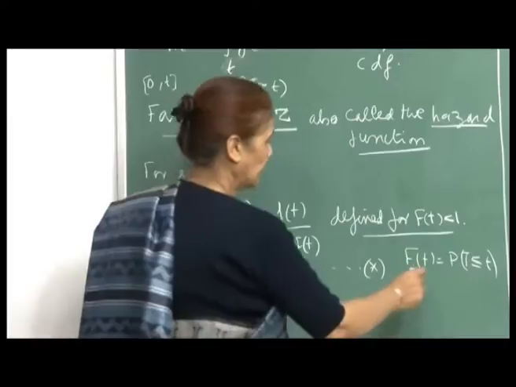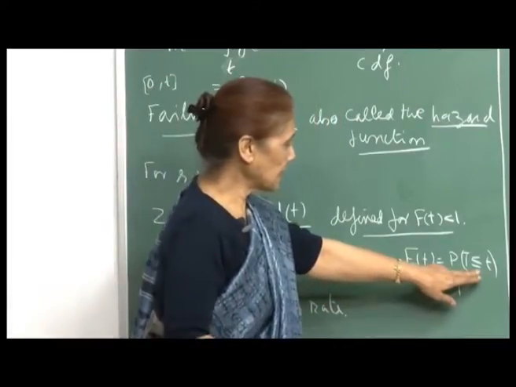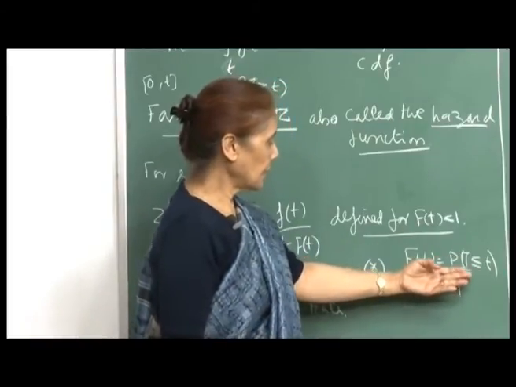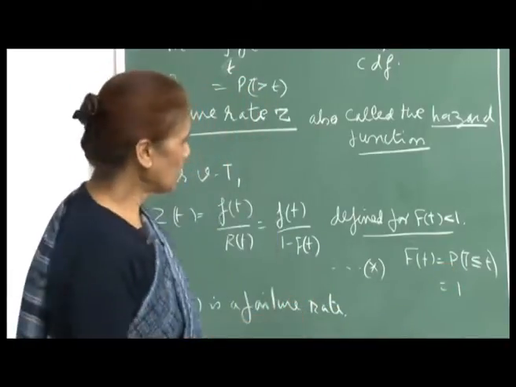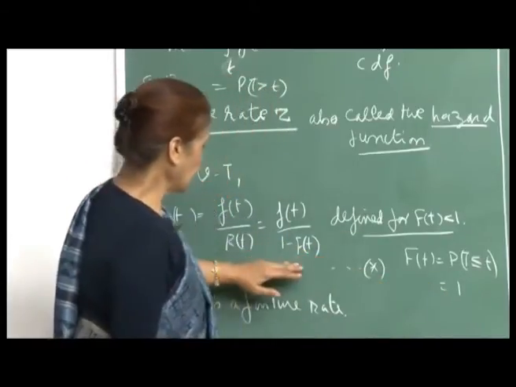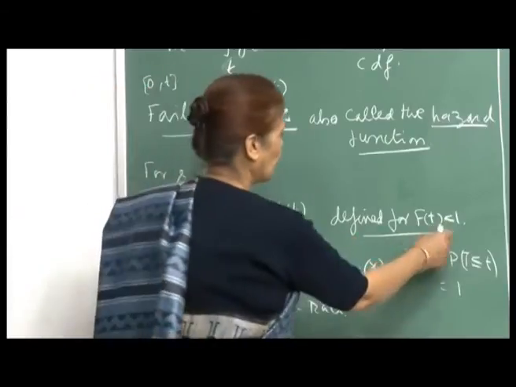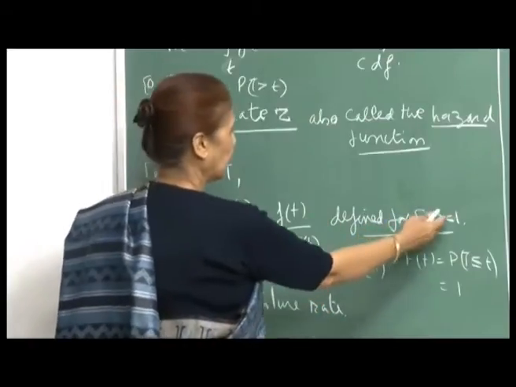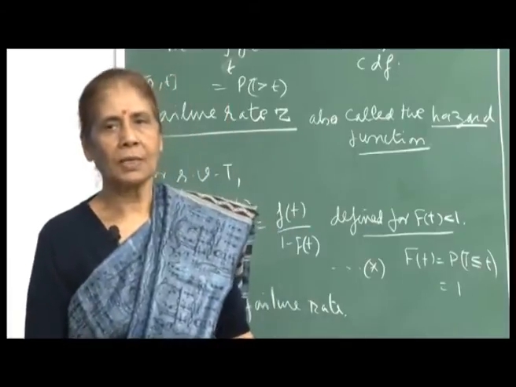So, if F(t) is equal to 1, that will say that the lifetime is less than or equal to t. If this is 1, then it is a certain event. So, F(t) equal to 1 implies that by time t the system has definitely failed. Therefore, this has meaning only when the system is still functioning, and this is a reasonable condition to impose, that this is defined for F(t) less than 1, because F(t) equal to 1 would mean that the component has failed.